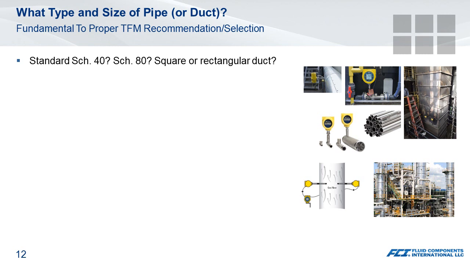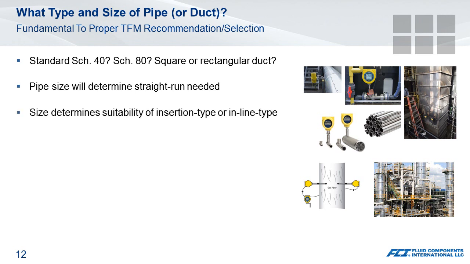The pipe size will do a couple of things. One, it'll determine whether you have enough straight run in the application, which we'll talk a little bit more about in another slide. And the initial thing is the size of the pipe is going to determine whether it's a straight insertion type or whether it may need the inline type pre-built spool piece. And the rule of thumb here that you could count on is that the smaller line sizes are going to suggest an inline size over an insertion type.